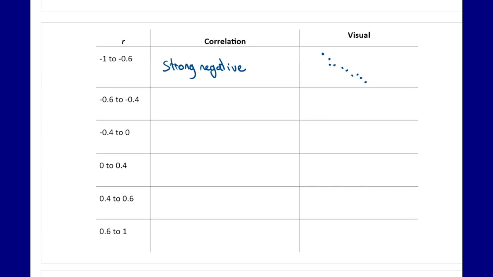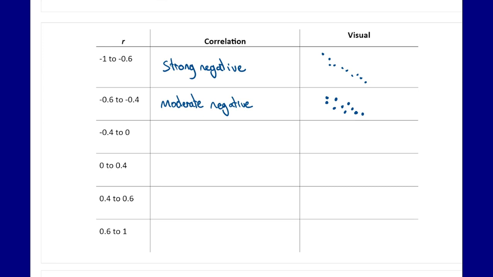From -0.6 to -0.4, we have what is called a moderate negative. So that's something where we can see the decreasing pattern, but maybe the points don't quite form a straight line, right? But we still do clearly see this negative pattern or negative trend. Maybe something like that would be considered a moderate negative.